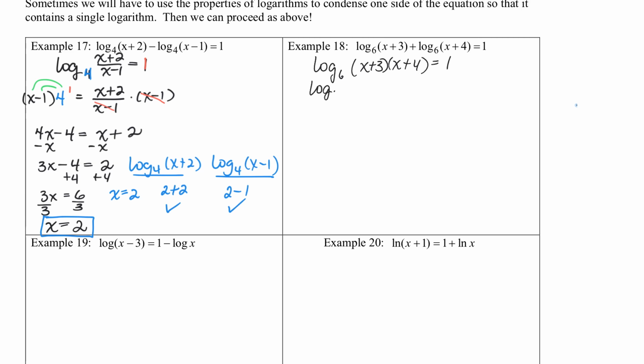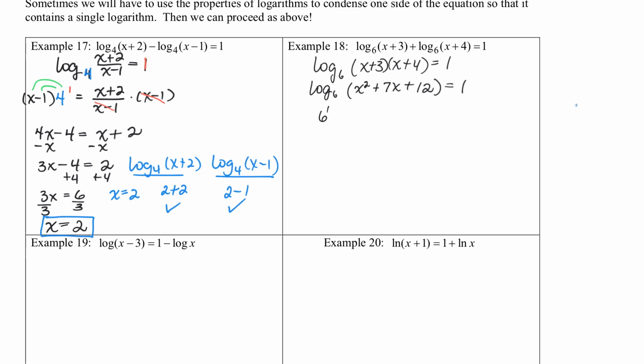And then I can rewrite that by expanding x plus 3 times x plus 4, or carrying out that multiplication, right? And I'm going to get x squared plus 4x plus 3x, 7x, plus 3 times 4 is 12, equals 1. And now I have it in the form that I need, right? Single logarithm equal to a constant. So I'm ready now to go ahead and write it in exponential form.